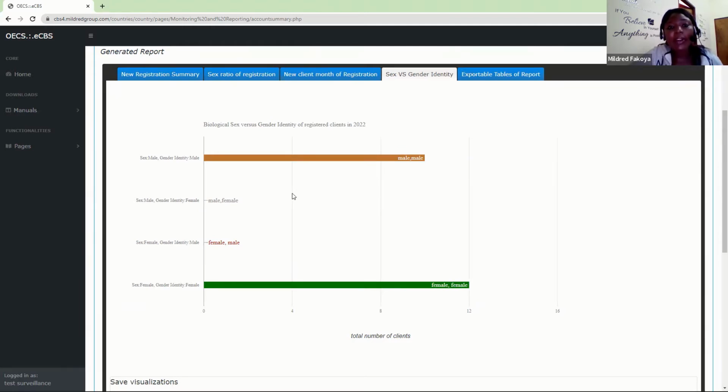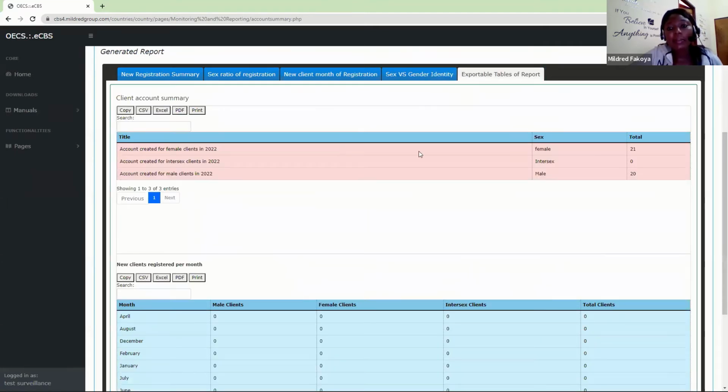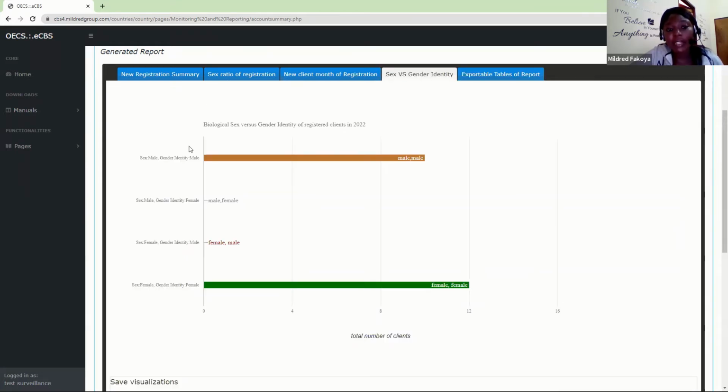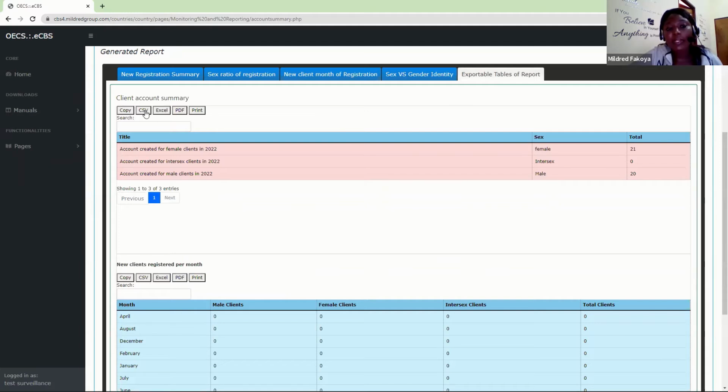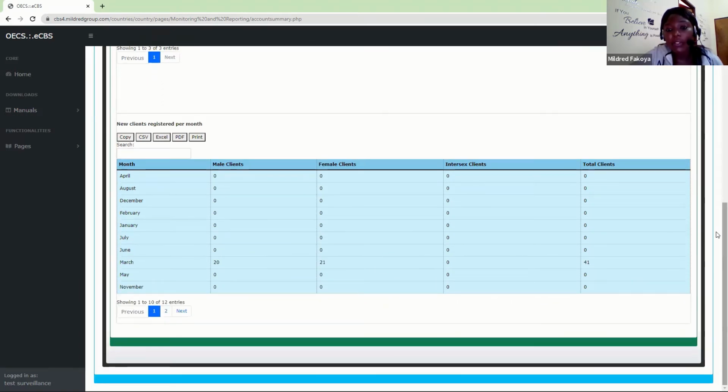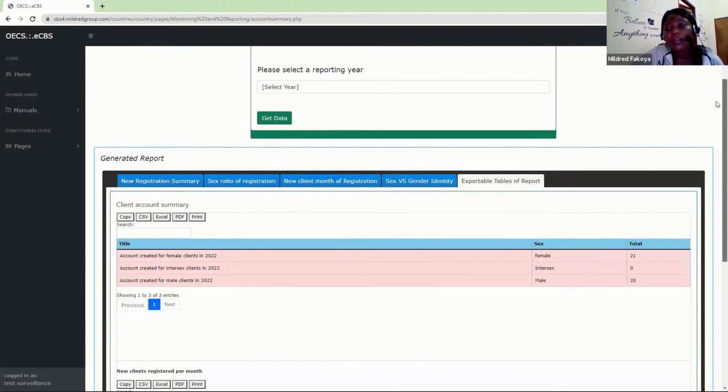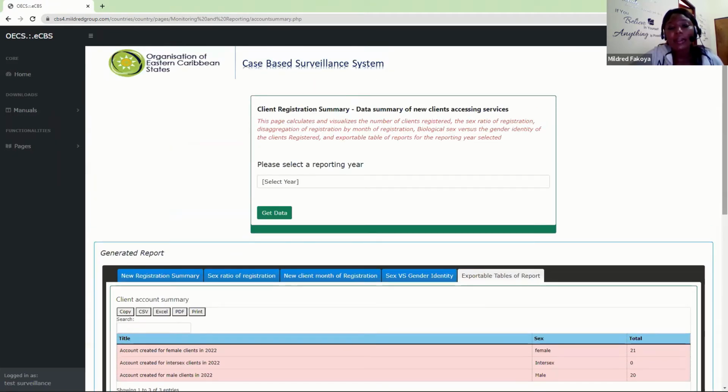And then all of these visualizations have tables, and the system automatically gives you the tables of calculation. In the event you want a different type of plot that is not like this, you can export these tables in CSV, in Excel, in PDF. You can print it out and then use the figures to do your own visualizations if you want to do it in a different way. So this functionality here just gives you the characteristics of the clients based on their personal information and their date of registration.